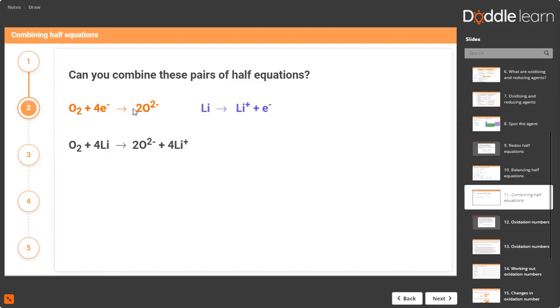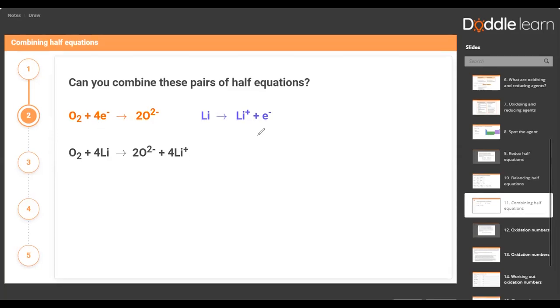Again, talking this one through so we can see better. Combining them again, we're going to cancel out our electrons, but our numbers of electrons aren't the same on both sides. So we're going to have to multiply everything on this side by 4. So we'd have 4 Li, 4 and 4 here. Now we can cancel out our electrons on both sides. Put our oxygen in there, our lithium in here, and that there. So that's how it combined.